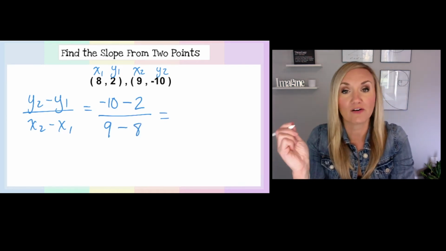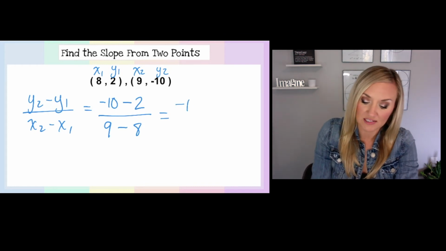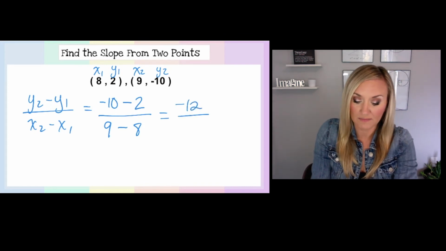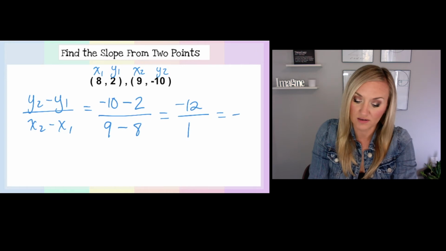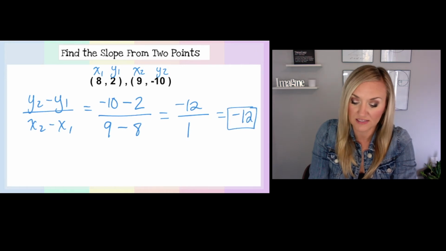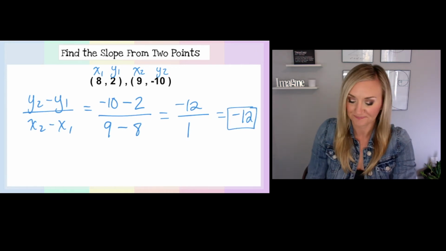And in our numerator, a negative 10 minus 2, that is a negative 12, over 9 minus 8 is a positive 1. So our final slope is a negative 12.